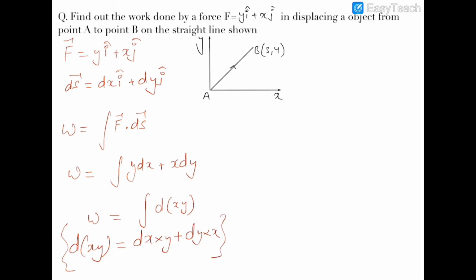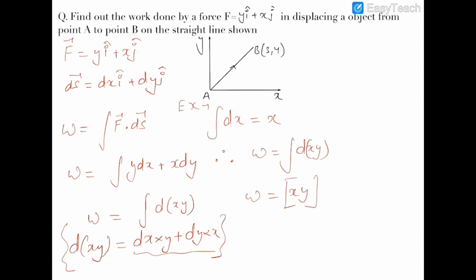So the integration of this term will be d of xy, and the differentiation of d of xy will be this term. As we know, for example, integration of dx is equal to x, therefore integration of d of xy will be equal to xy. This is not an indefinite integration because we are putting the limits, and the limits would be from 0, 0 to 3, 4. So work done will be 12 joules.